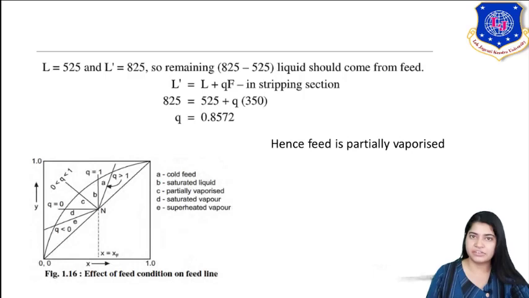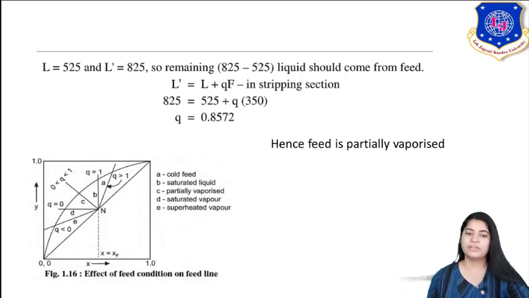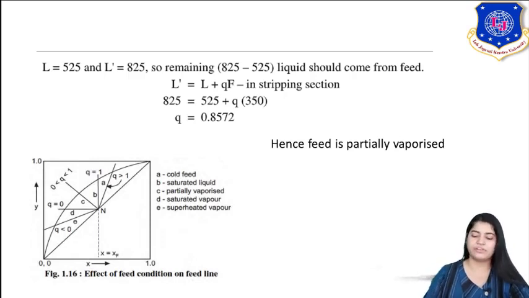Okay, when your feed is introduced, L bar is L plus QF in the stripping section. From it you get your Q value as 0.8572. Now see, the Q value for different kinds of feed: when your Q value is between 0 and 1, that is a partially vaporized feed. Here your Q value is 0.85. It means your feed is partially vaporized. This is one kind of sum that can be asked based on your stripping section and Q line, right?